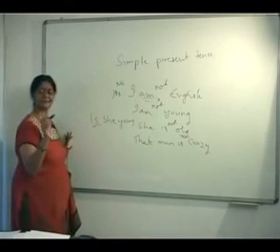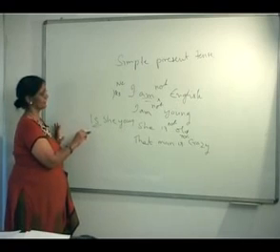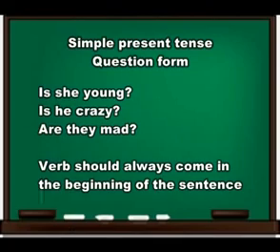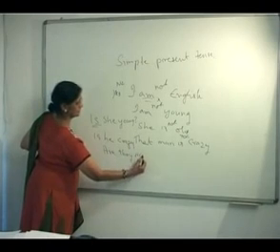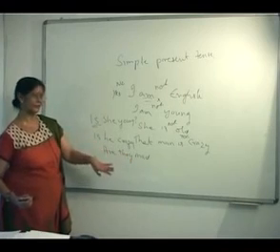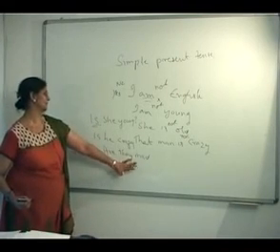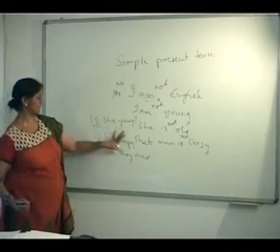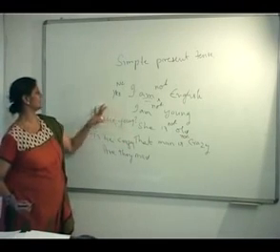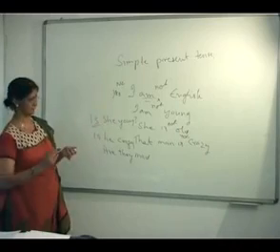Verb should always come in the beginning of the sentence. Is she young? Is he crazy? Are they mad? See, this is how the answer would be. Yes, they are mad, or in the negative, no, they are not mad. Yes, he's crazy, or no, he's not crazy. Yes, she's young, or no, she's not young.